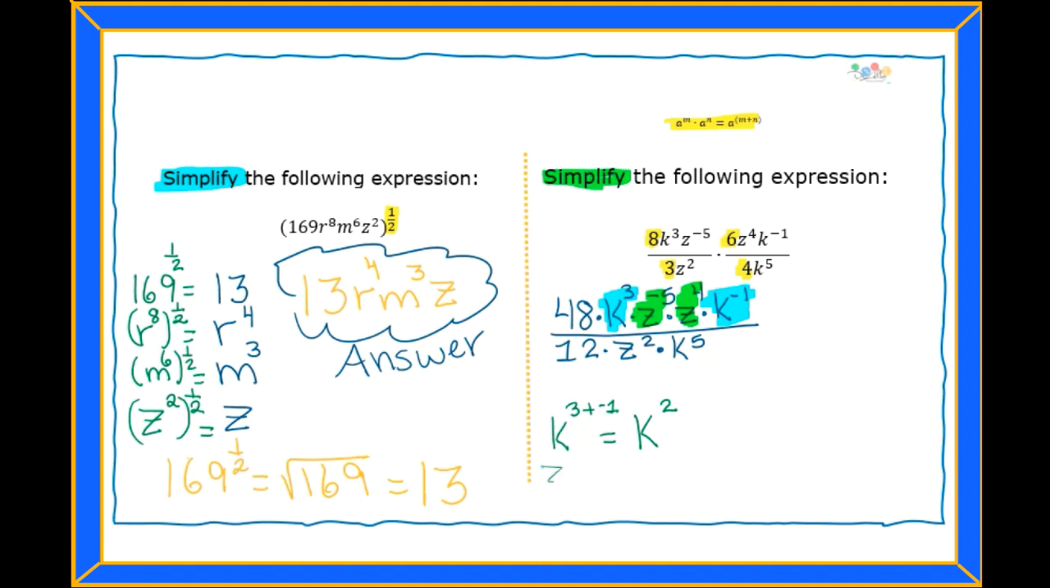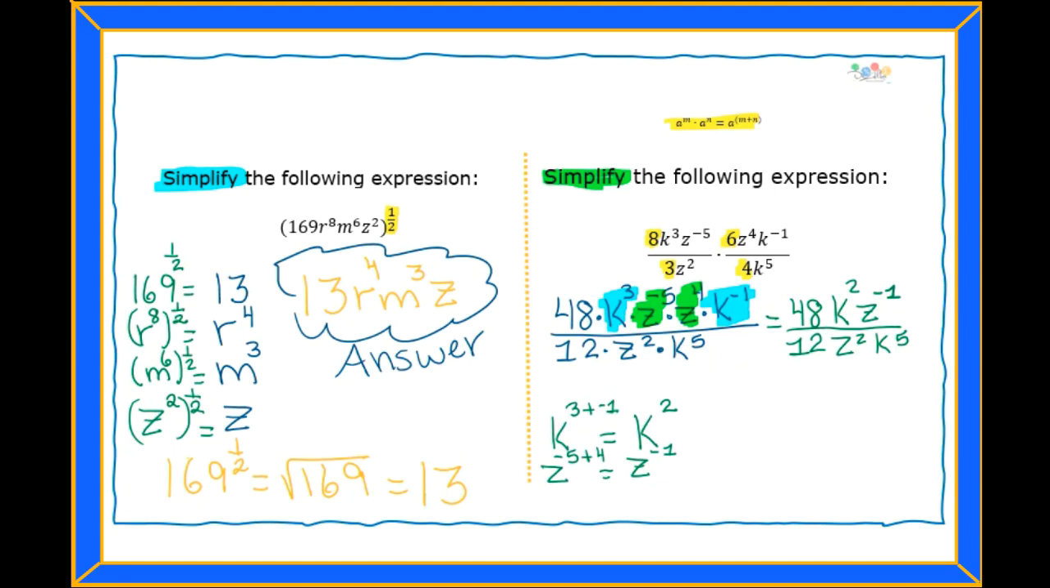What about z? Well, z is a -5. I am supposed to add to the 4. And that gives me z to the -1 power. So I'm going to rewrite it here. So I have 48. And now it's k to the second power and z to the -1 power. All of that over 12 z to the second power, k to the fifth power. Notice how I still have a negative exponent, but that's okay because that's not my final answer.